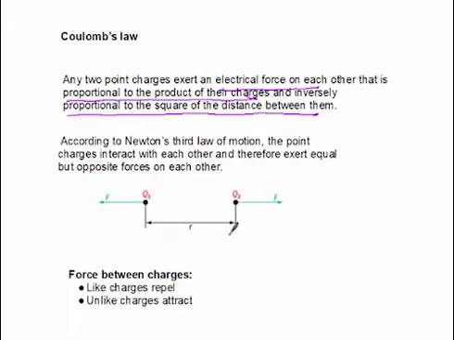Now, each of these charges exerts a force. We call this an electrical force because it is due to electric charges. So each charge exerts a force on the other. Q2 will exert a force on Q1 and Q1 will exert a force on Q2. This force, which is F, is directly proportional to the product of their charges.